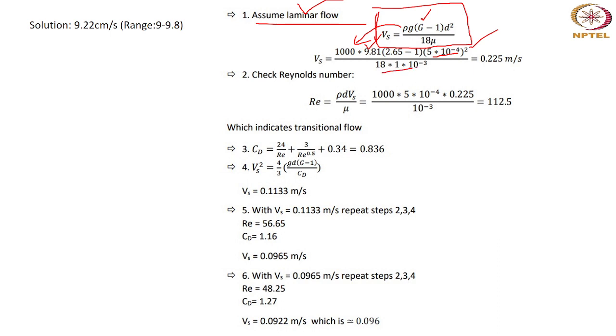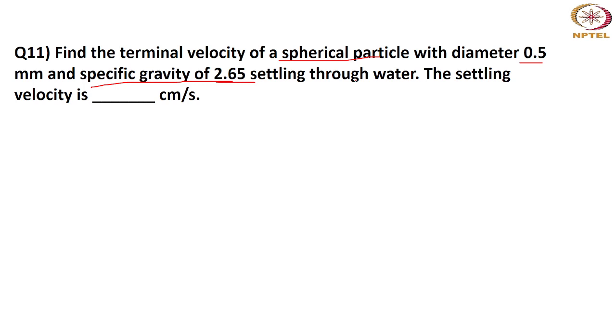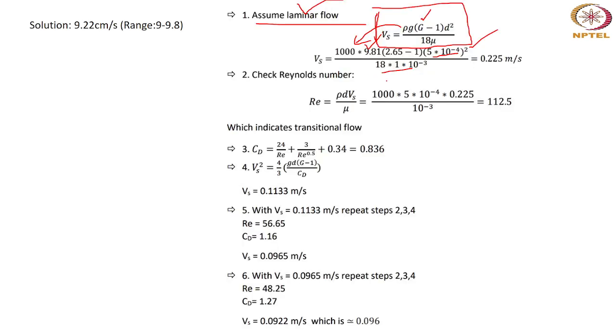Then 18 multiplied by 10 to the power minus 3, because I'm getting mu as 10 to the power minus 3. Refer to the first question. We already calculated mu as 10 to the power minus 3. So go back to that question and you will see how I'm getting this 10 to the power minus 3 in case of water. So Vs, the settling velocity here, is 0.22 meter per second, right?